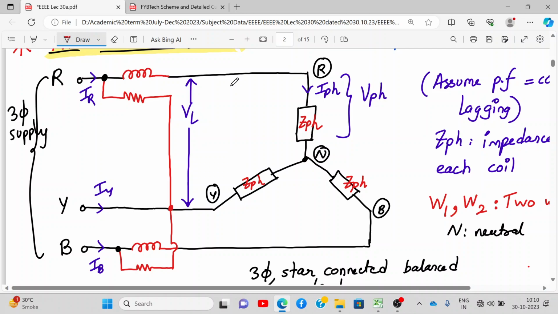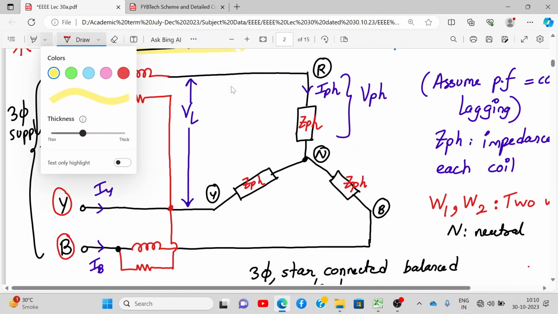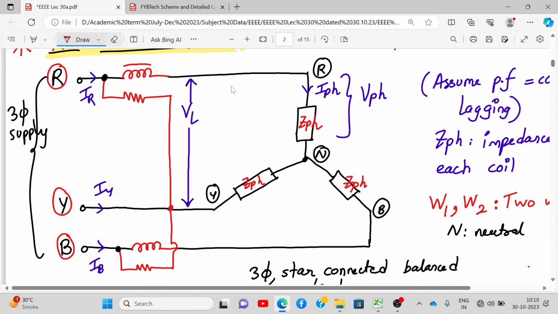So we have three phase R, Y and B. That means we have a three-phase star-connected supply, which I have not shown over here. Okay, which are my wattmeters? Where is my wattmeter over here? Okay, let me highlight it. This is wattmeter number 1. This is wattmeter number 2. We name them W1 and W2.